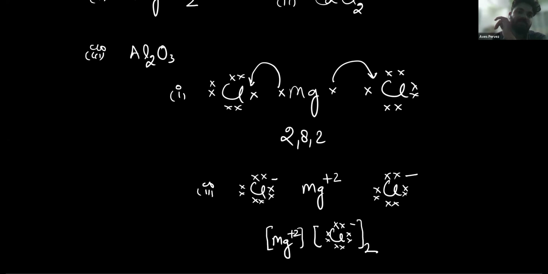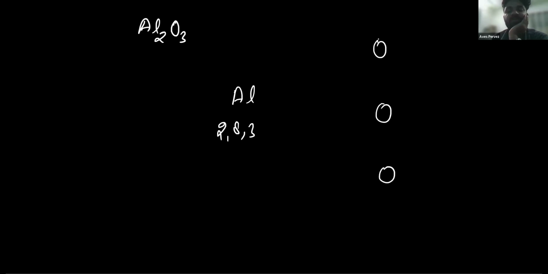Let's do the next step. That is Al2O3. There are 2 aluminum atoms and 3 oxygen atoms present here. So what is the electronic configuration of aluminum? 13, 2,8,3. And that of oxygen? The electronic configuration of oxygen is 2,6. Oxygen is going to have 2,6 electronic configuration, and that of aluminum is 2,8,3.